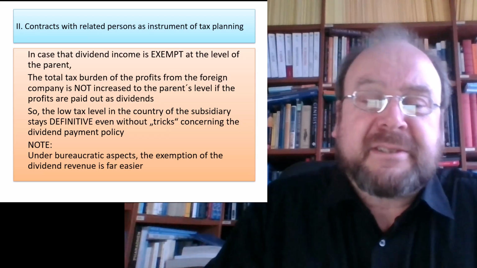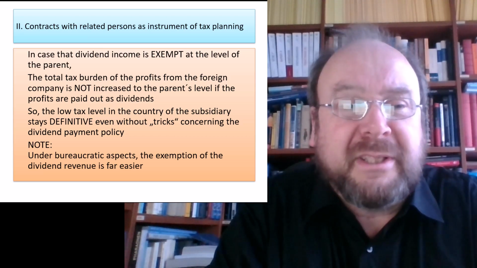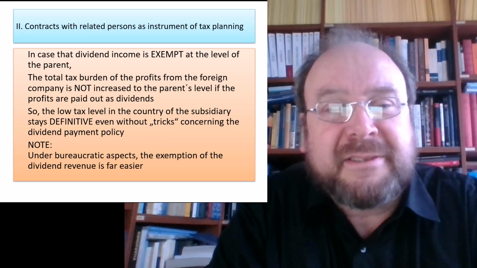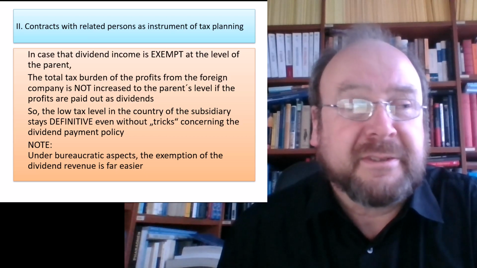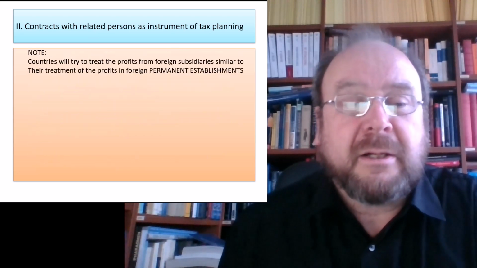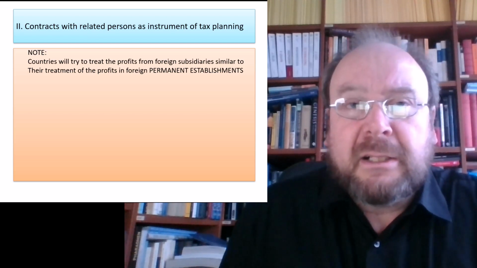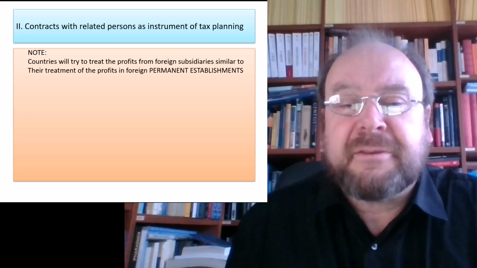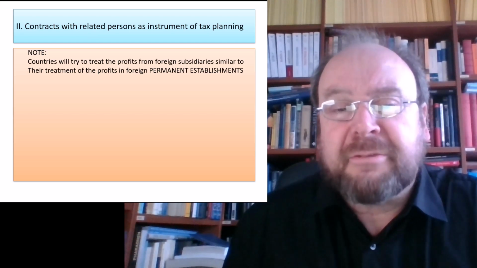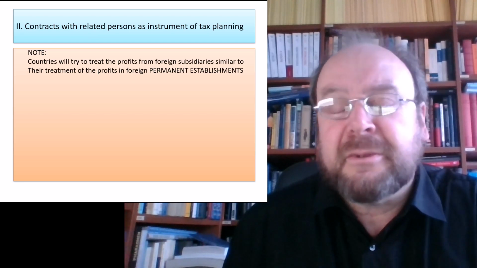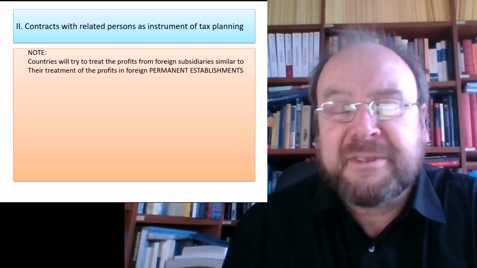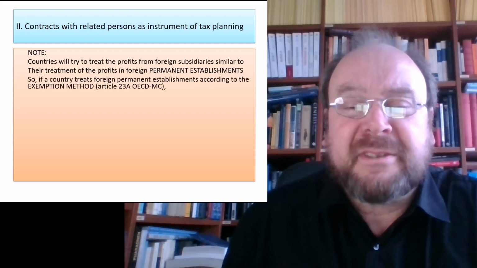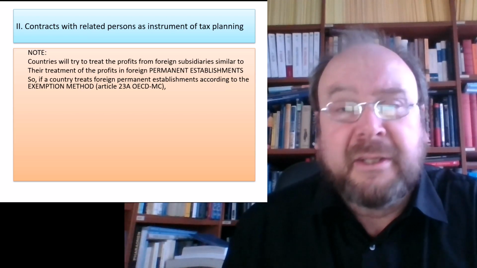Under bureaucratic aspects, the exemption solution is naturally far easier. So one can understand why sometimes countries like this. Now, how will countries probably choose their methods? Countries will probably try to treat the profits from a foreign subsidiary similar to the profits of foreign permanent establishments to guarantee some neutrality.